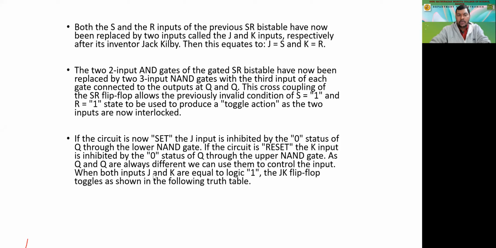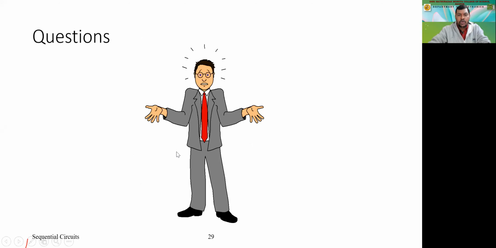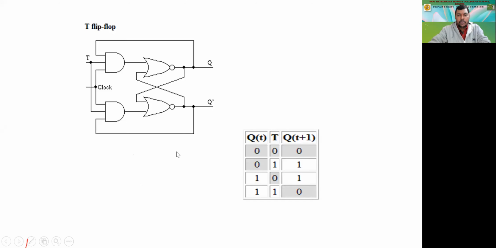As Q and Q bar are always different, we can use them to control the input. When both inputs J and K are equal to logic 1, the JK toggles as shown in the following truth table. So, abhi main aapko wo toggle flip-flop bhi batane wala hun. Toggle flip-flop mein ye dekho. This is actually the toggle condition when T, J and K are equal to 1, right?